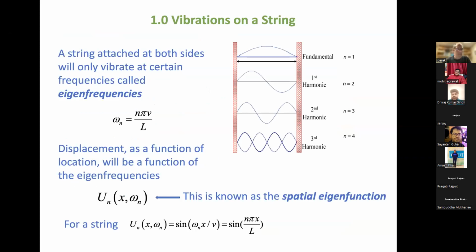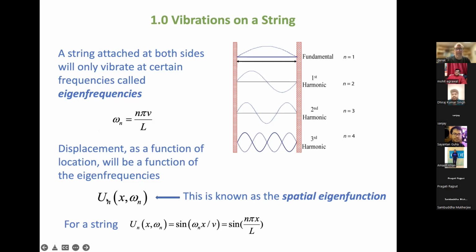To motivate our discussion, I want to talk about vibrations on a string, so basically the normal modes on a string. A string attached at both ends will only vibrate at certain frequencies called eigenfrequencies. These frequencies are n pi v over L, where n is an integer, and displacement as a function of location will be a function of these eigenfrequencies.